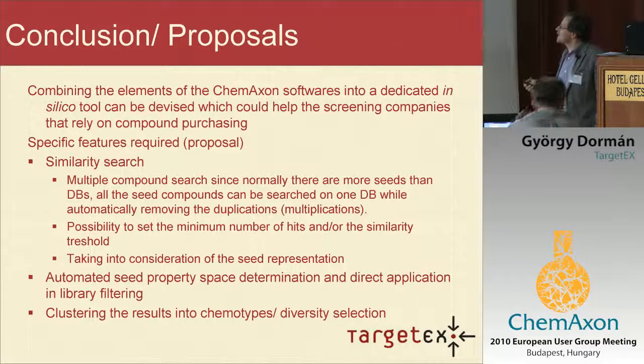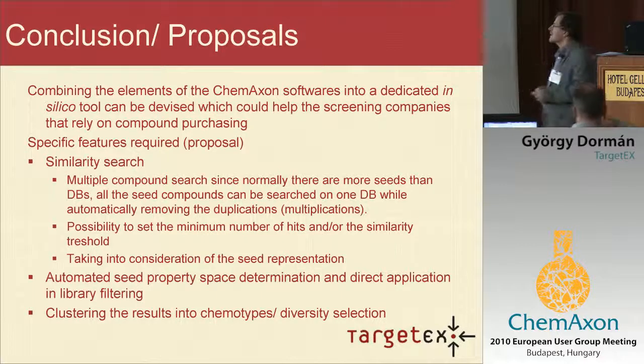So the specific features required: the similarity search. There are certain ideas that I heard will be incorporated into the new 2010 version. Basically, the multiple compound search would be very useful, since normally there are more seeds than databases. All the seed compounds can be searched in one database while automatically removing the duplications. That would be very beneficial to us. Also the possibility to set the minimum number of hits, and as far as I heard today, this is already incorporated in the new version.